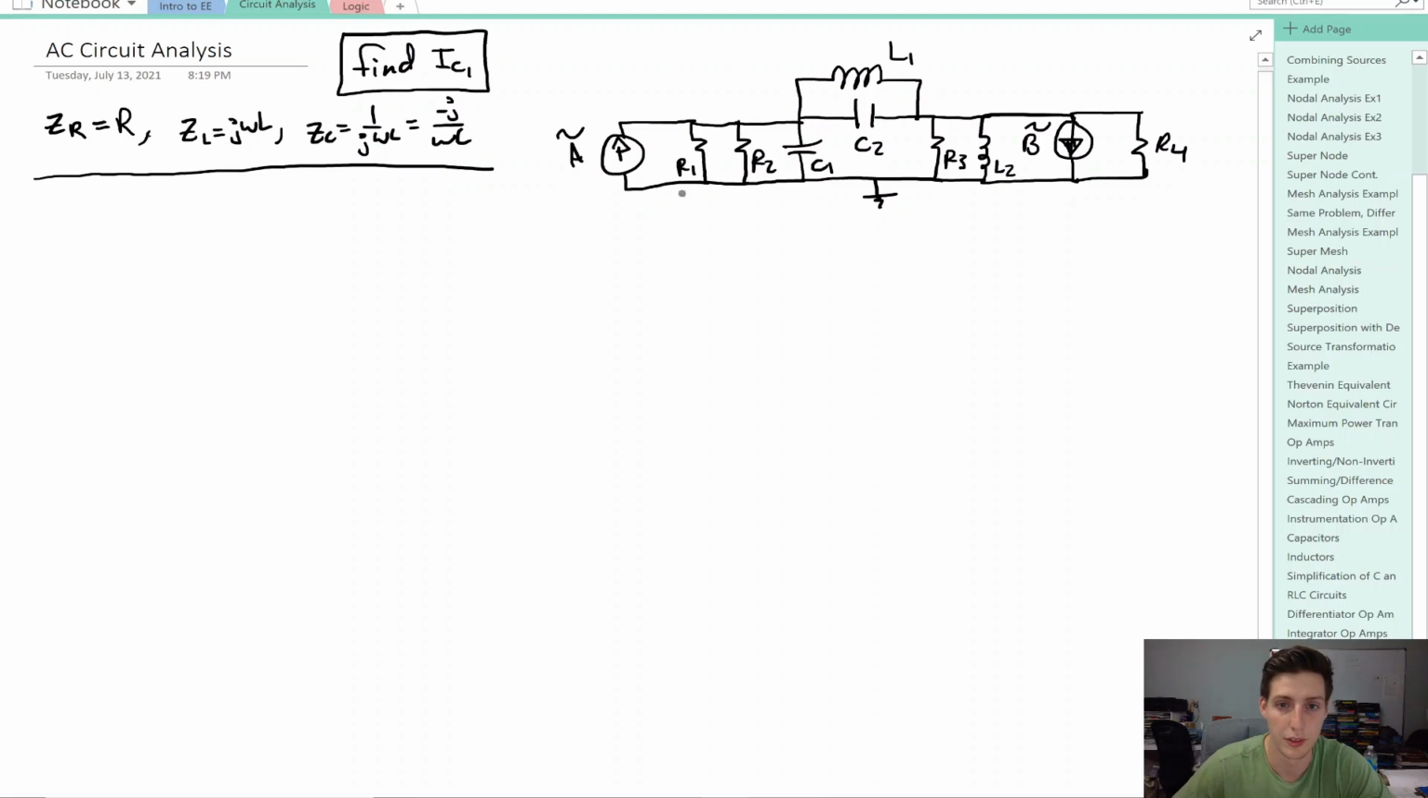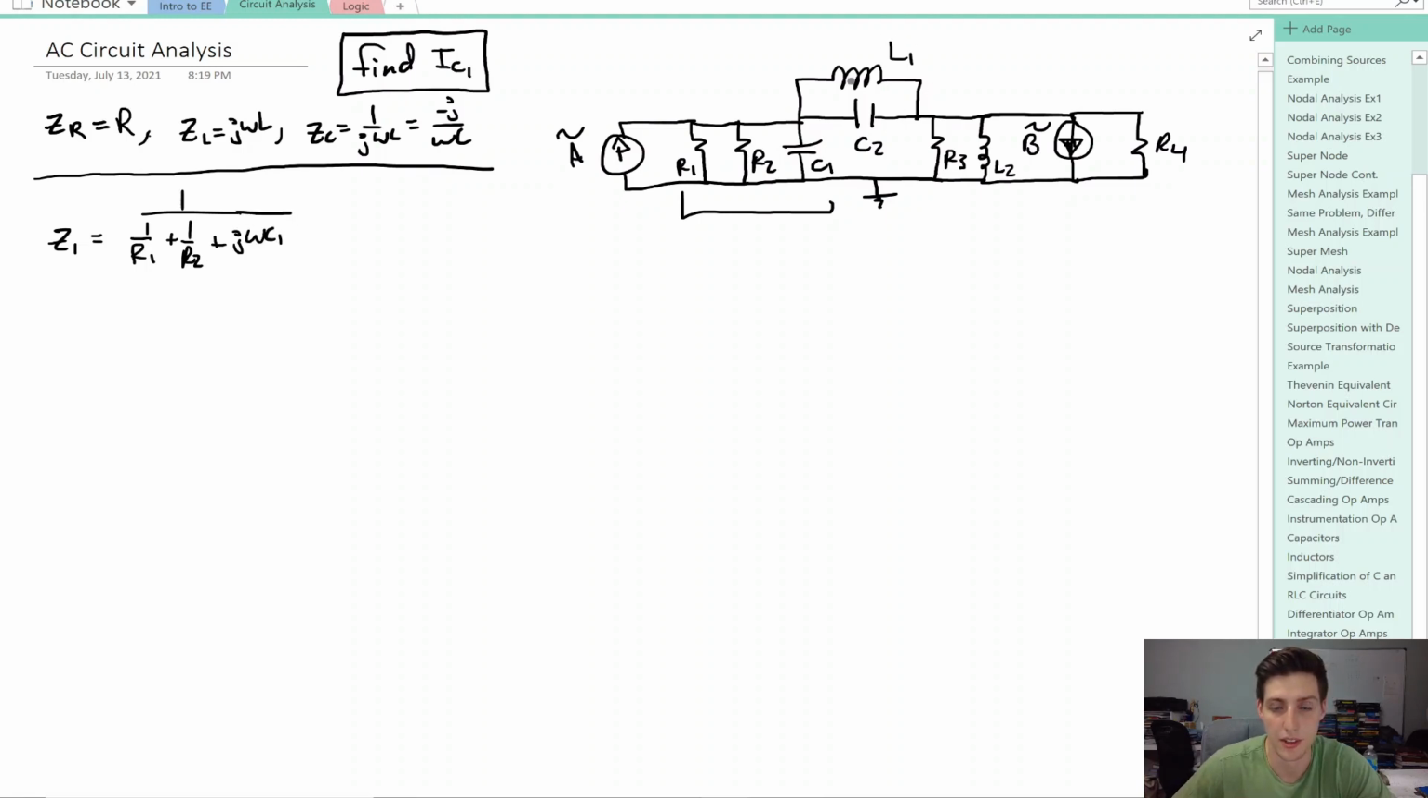So what we can do is first group R1, R2, and C1, and just call that impedance Z1, and that's going to be equal to 1 over 1 divided by R1, plus 1 divided by R2, plus j omega C1.